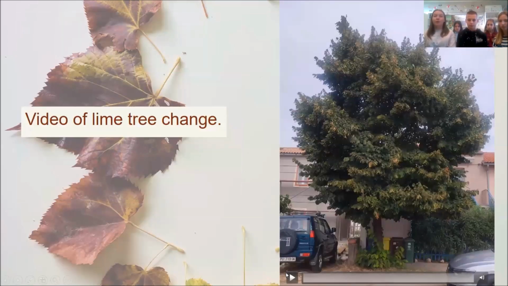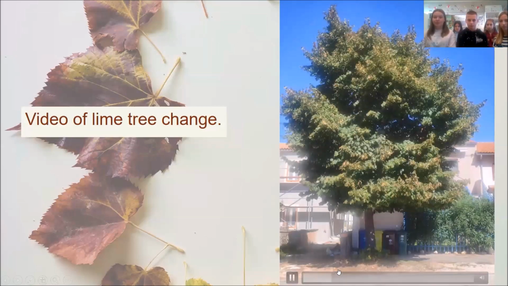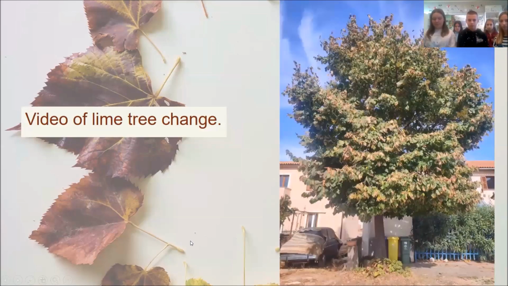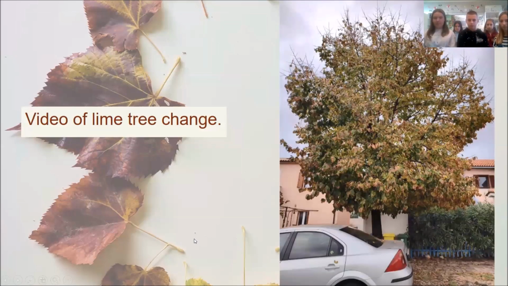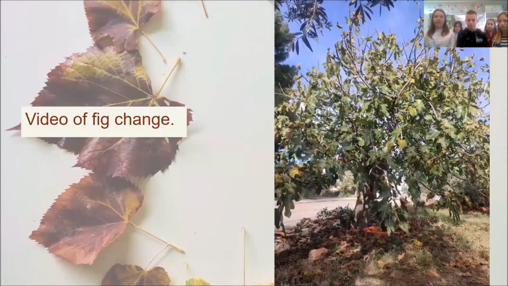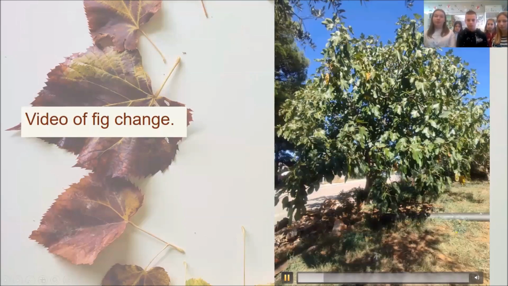This is a video of lime tree change. On the graphs, we see leaves of fig trees changing color. The observation ended on November 3rd. We concluded that the color of the fig leaves changed faster than the color of the lime tree leaves, and that the fig lost its leaves much faster than the lime tree. This is a video of fig change.